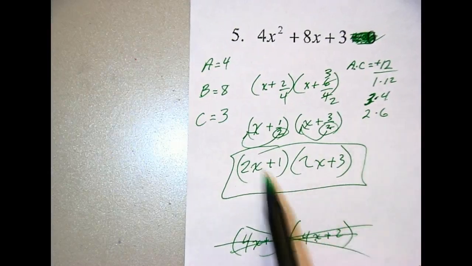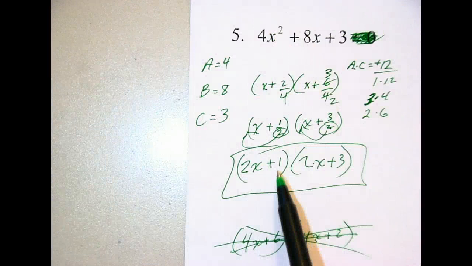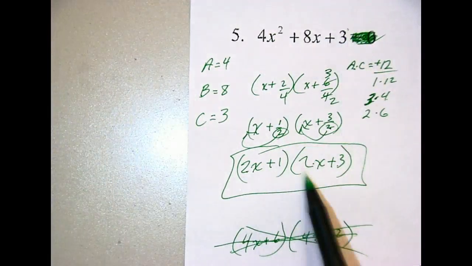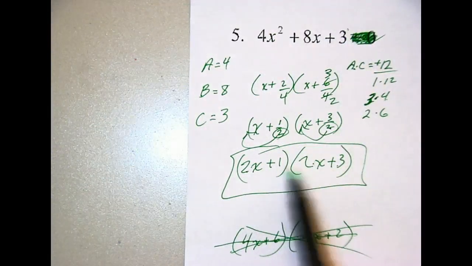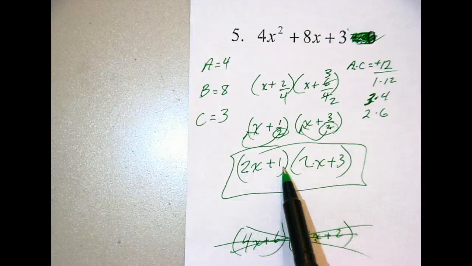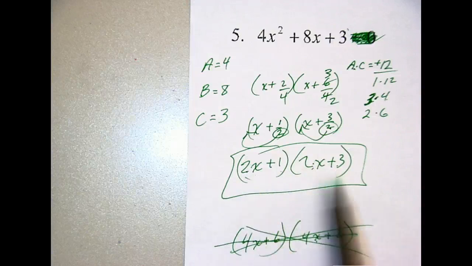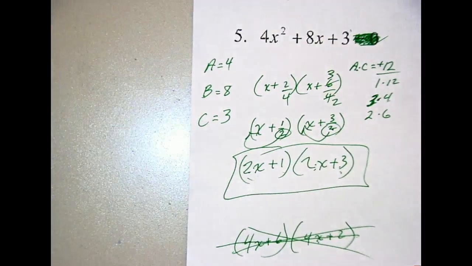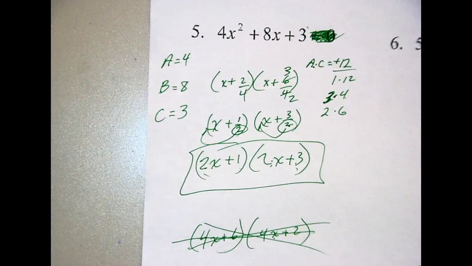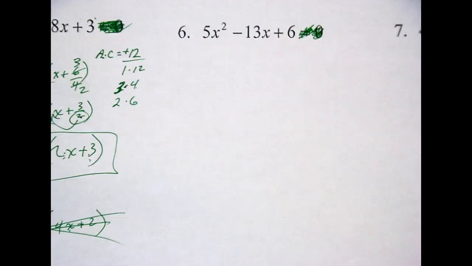Okay, we do our quick check. 2x times 2x is 4x squared. 1 times 3 is 3. And then stuff in between, you could do your outers and your inners. That gives you 2x. That gives you 6x. We got 8x. Okay. Any questions? How many got that right? Okay. I want everyone to try number 6. Give it a go.